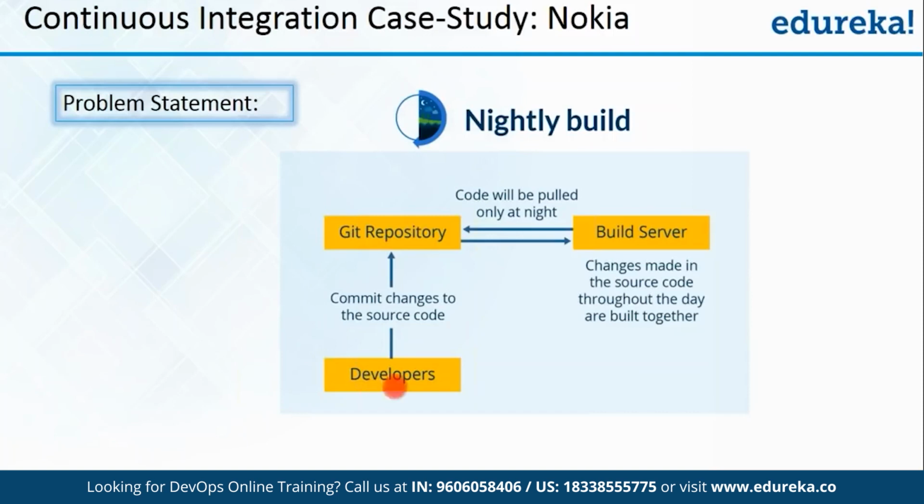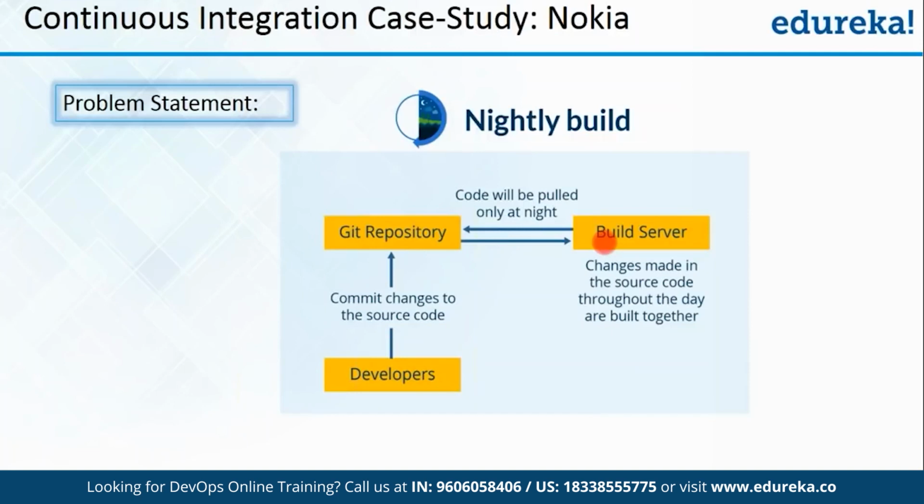Over here, as you can see, there are developers who are committing changes to the source code that is present in a shared repository. And then in the night, there's a build server. This build server will poll the shared repository for changes, and then it will pull that code and prepare a build. In that way, whatever commits are made throughout the day are compiled in the night.